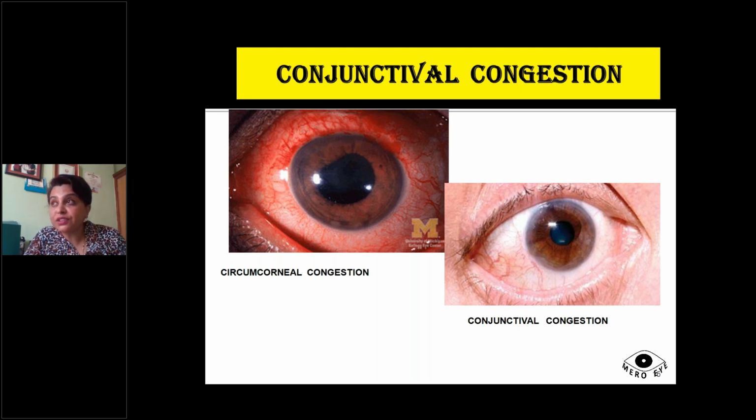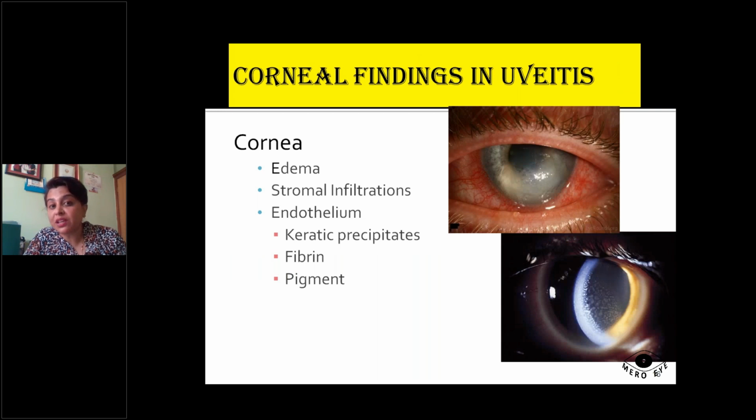After moving forward from the conjunctiva to the cornea, the cornea is a very important tissue for us to look at very cautiously to establish the cause of uveitis. The findings can be in all 5 layers of the cornea. There can be epithelial edema, there can be stromal infiltration like in viral uveitis, or the main finding may lie in the endothelium. In the endothelium, we can find keratic precipitates, pigments and fibrins. We'll talk about this in more detail in the coming slides.